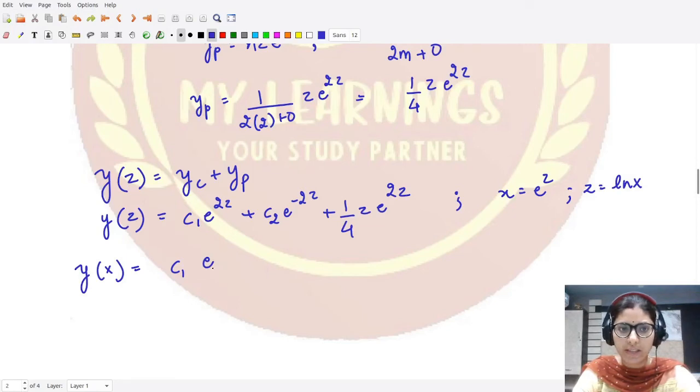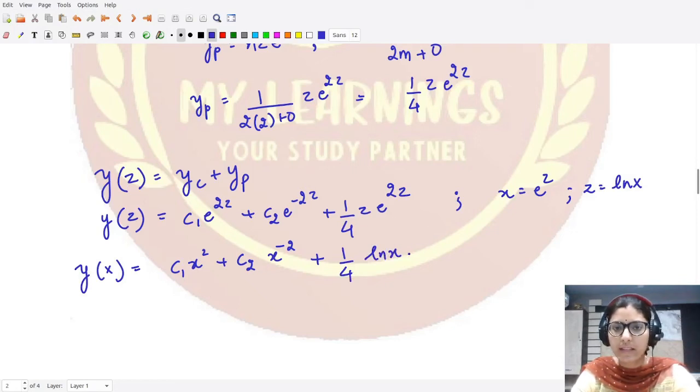So it is x square here, plus the second term is c2, which could be written as e to the power z raised to power minus 2, so it could be written as x raised to power minus 2, right? And for the last term, z is equal to ln of x, and e to the power 2z is your x square, right? So this is your solution.